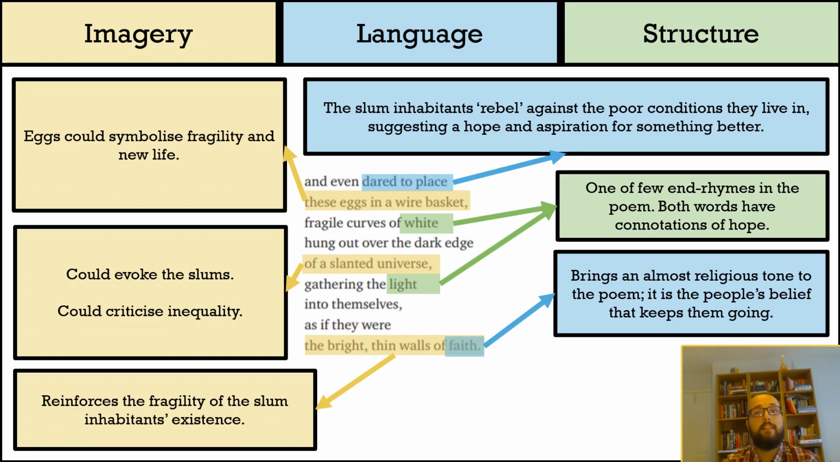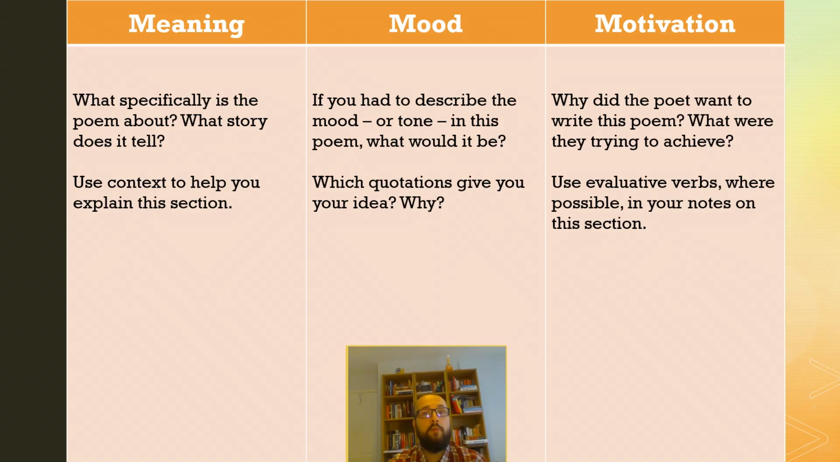Faith is significant as it adds an almost religious tone to the poem, which is already seen in Miraculous at the end of the first stanza. This suggests, at the very end of the poem, that it is the people's faith that keeps them going. It is their faith that allows them to continue to survive in poor conditions. And that is the whole poem analysed in depth.